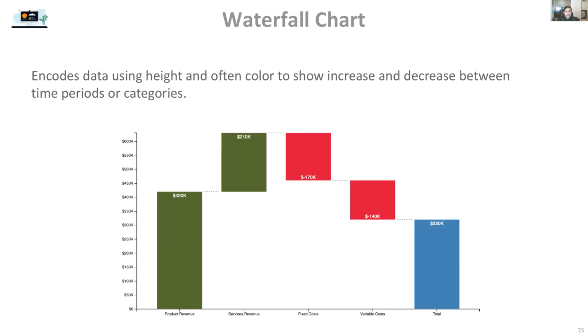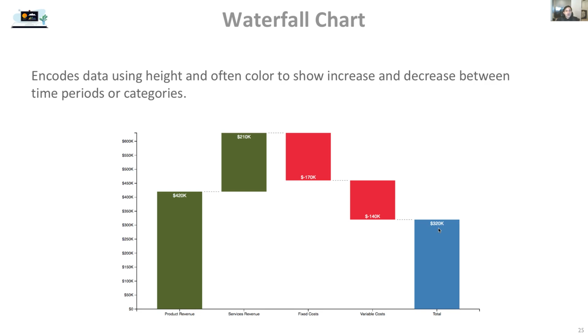The waterfall chart that I'm displaying here performs a profitability analysis for a product and its related services. 420K is the direct revenue from selling the product. 210K is the revenue for corresponding services of the product. Then we have two different costs. 170K are fixed costs and 140K are variable costs. And in the end, in total, we are up by 320K. So this line of product will end up being profitable.